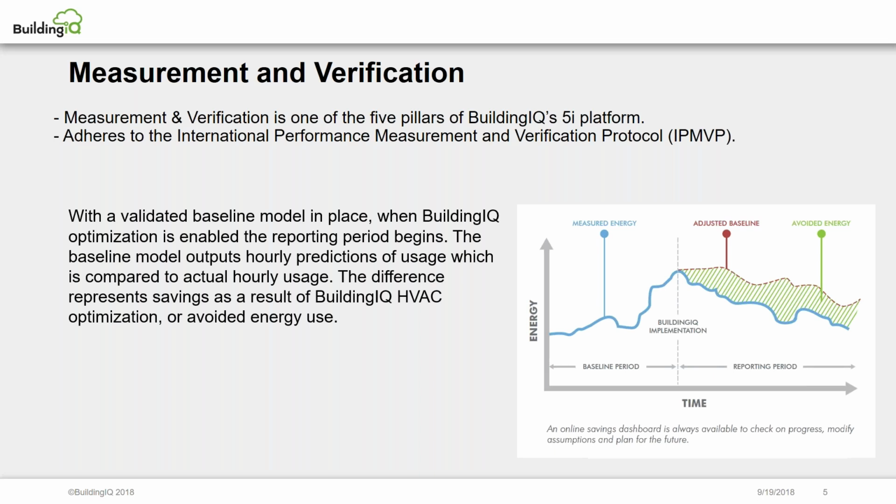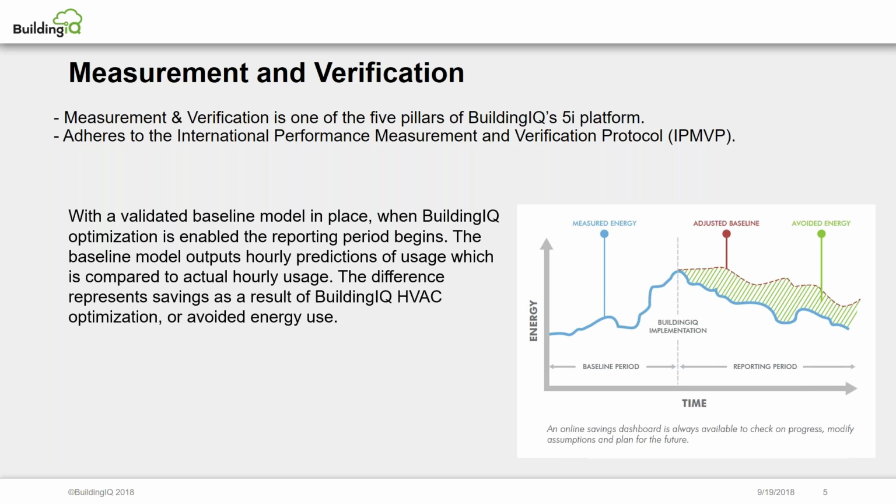So let me show you this example over here where the x-axis is time and the y-axis is the energy. The dotted vertical line over there is where Building IQ came in to start controlling this building. The blue curve is the measured actual energy before us. So this is what we baseline. So we create some models, like regression models, to model the behavior of this curve. And then after we hooked up our optimization technology to this building, the red line over here is what the power should have looked like.